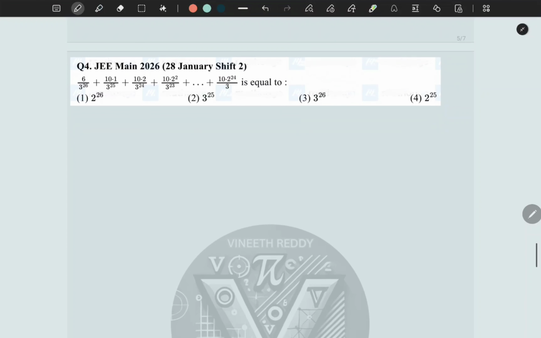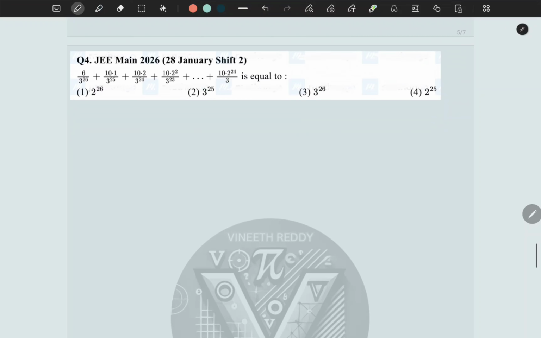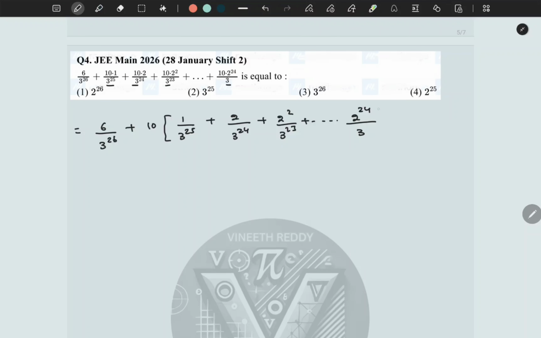Next question, he says, okay, so there is a series. Actually, if I carefully observe, in the second, third, and all these terms we have 10, right? So we'll do one thing. We'll take 10 common. What will remain is 1 by 3 raised to the power 25 plus 2 by 3 raised to the power 24 plus 2 square divided by 3 power 23 and so on, plus 2 power 24 divided by 3.